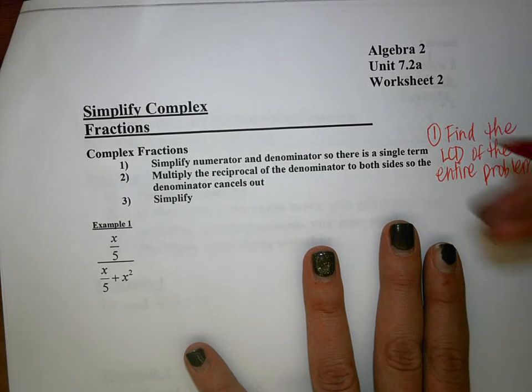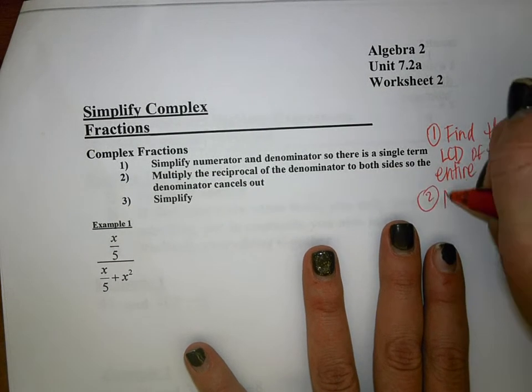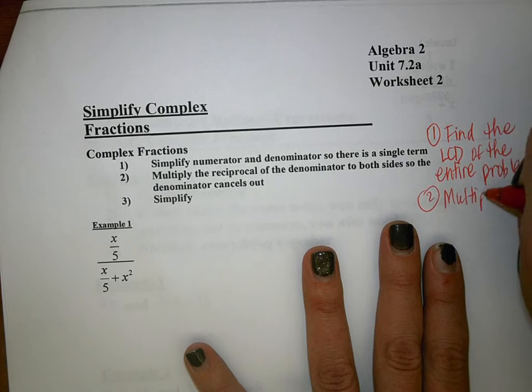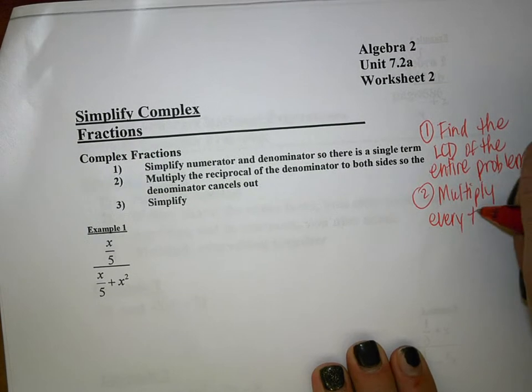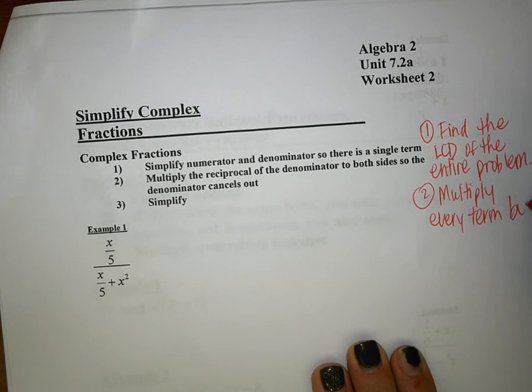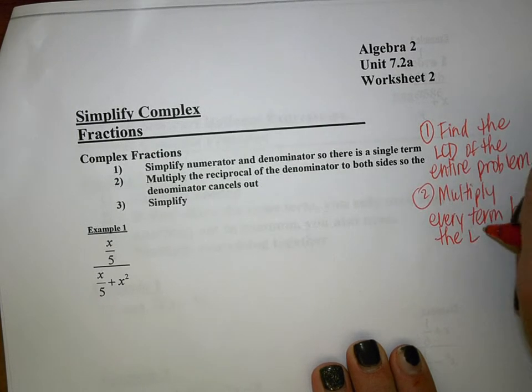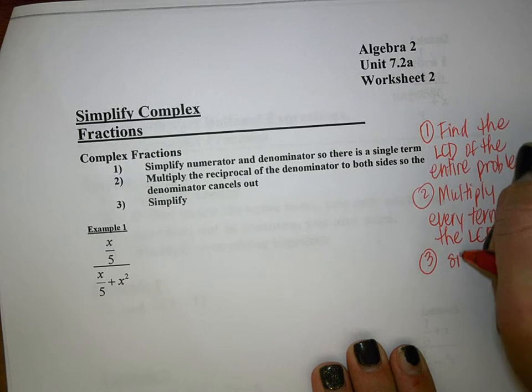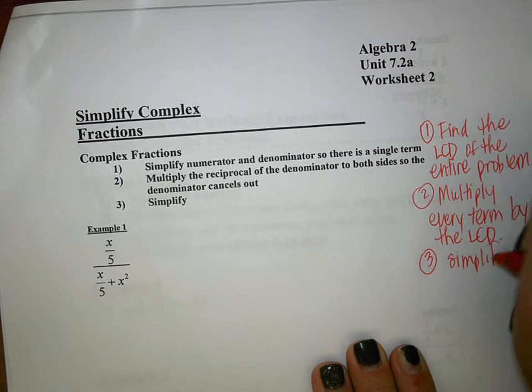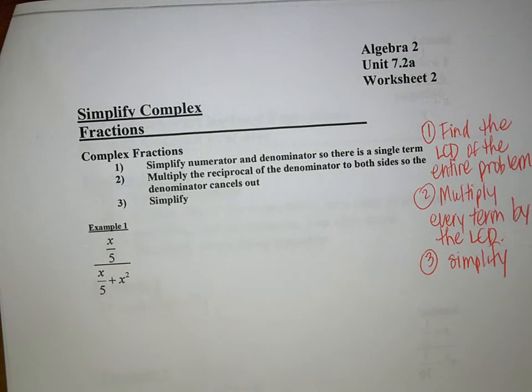Okay. Step 2. Multiply every term by the LCD, the least common denominator. Step 3, simplify. Good. And step 3 is simplify. You may have to factor, exactly.